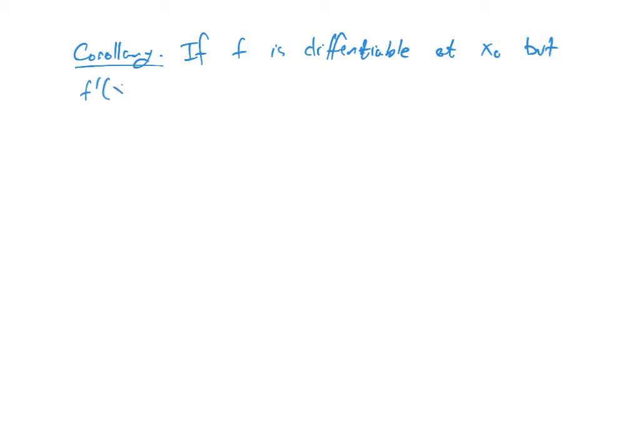Okay, so here's this corollary I mentioned. If f is differentiable at the point x naught, but its derivative is 0, then its inverse cannot be differentiable there.